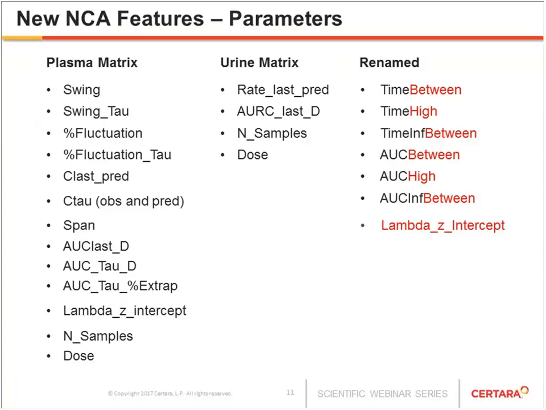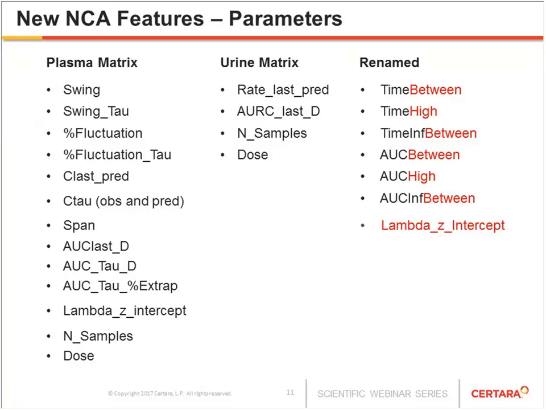So here are the new PK parameters that have been added to the standardized output. The column on the left is our plasma PK parameters. The column in the middle are urine parameters. And we renamed a few parameters on the right. Where it says between, it used to say DUR. And people got confused. That was intended to mean during. Some people got confused thinking it was duration. And so we just changed it to between.